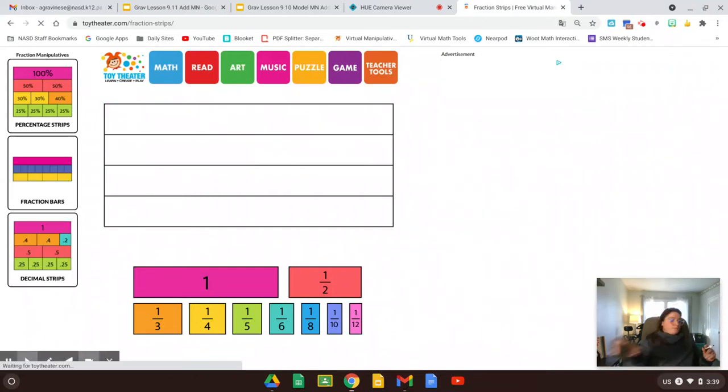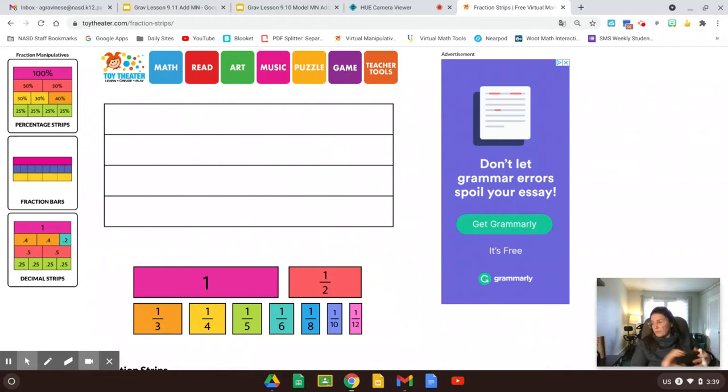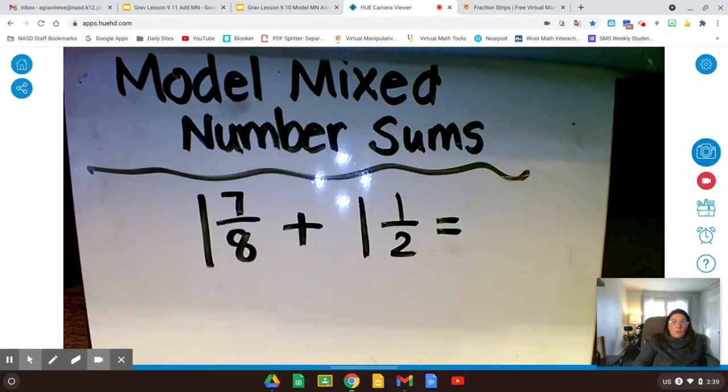Let's do another one. For this next problem, we're not going to have a common denominator, which just makes things a little trickier. So I have 1 and 7/8 plus 1 and 1/2. Now I'm going to model this for you. Okay, so here is my next question. What's 1 and 7/8 plus 1 and 1/2?